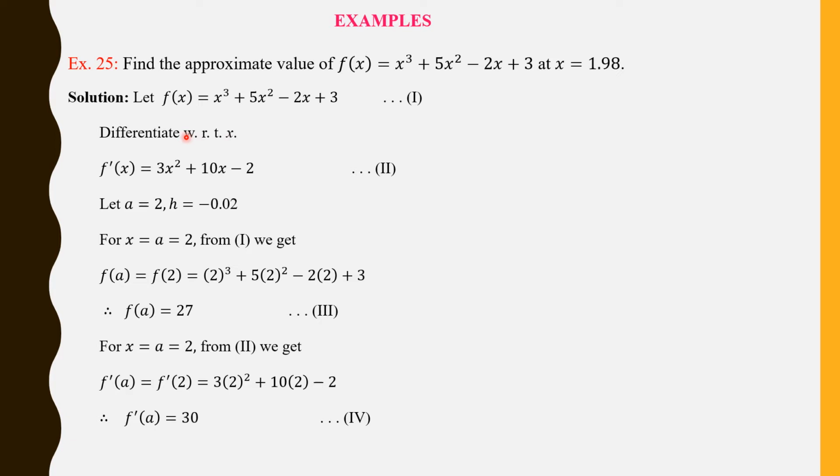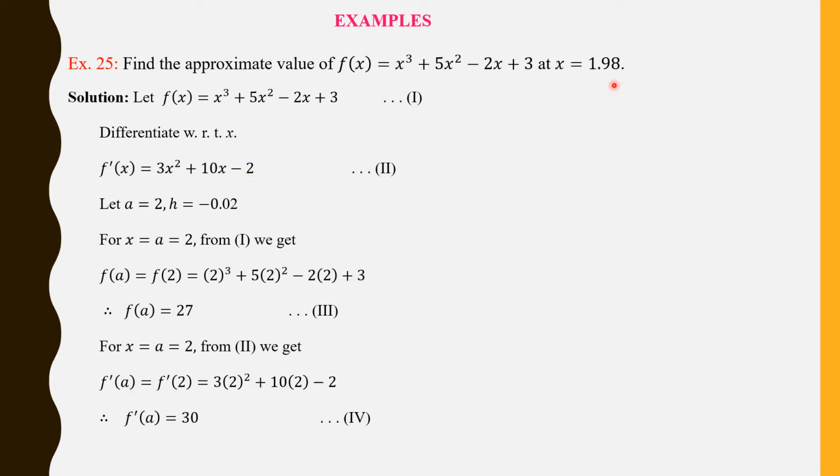Differentiate with respect to x. Then f'(x) = derivative of x³ is 3x², plus 5, constant taken outside, derivative of x² is 2x, 2x into 5 is 10x. Minus 2 taken outside, derivative of x is 1, hence minus 2. Plus 3 is a single constant term, hence its derivative is 0. Therefore, f'(x) = 3x² + 10x - 2, denoted by equation 2.